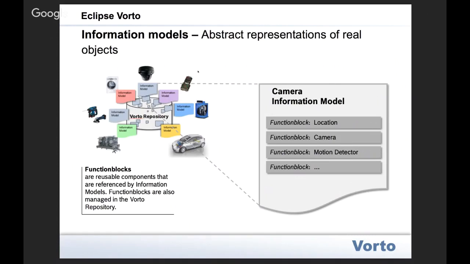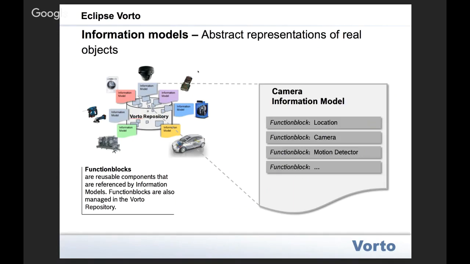If we say information models, what does this actually mean? What can these device manufacturers actually create and describe? Let's take, for example, a camera. There's a camera information model, and these can be broken down into different function blocks. These function blocks are reusable components, and also managed in the repository.